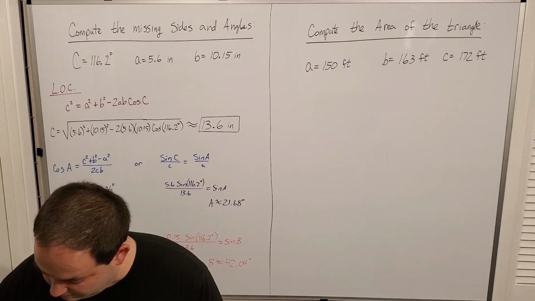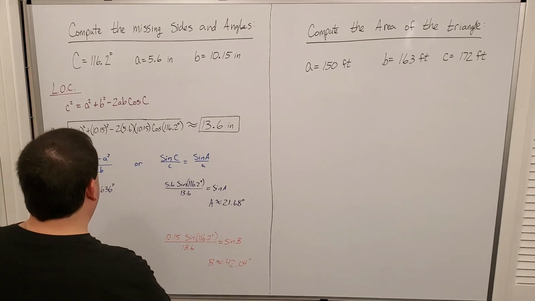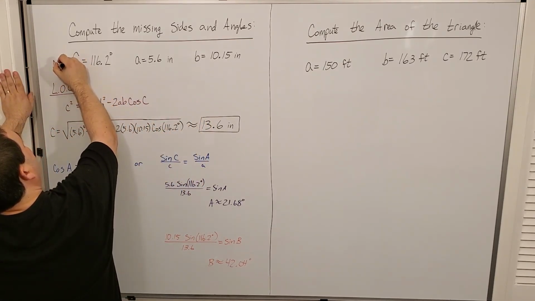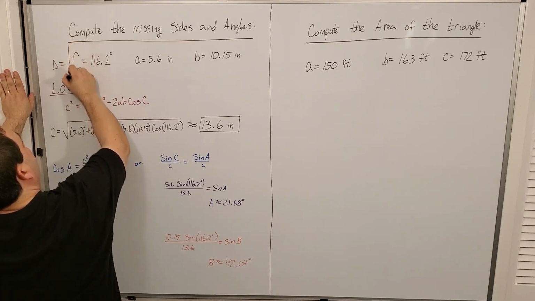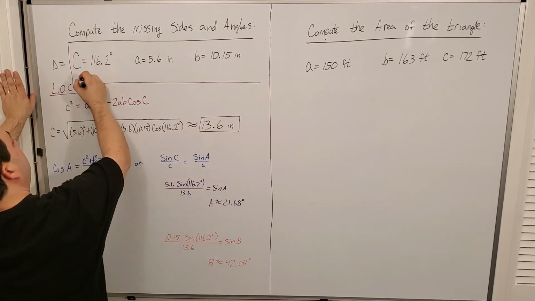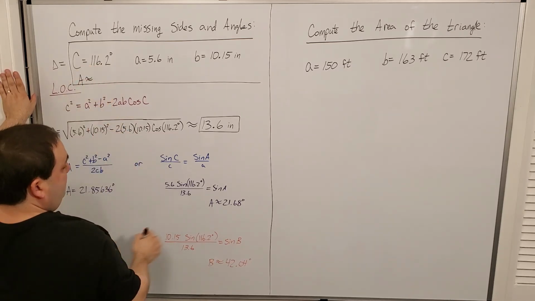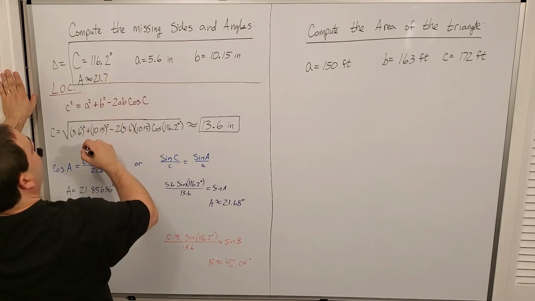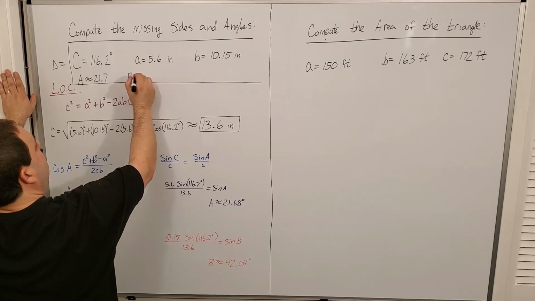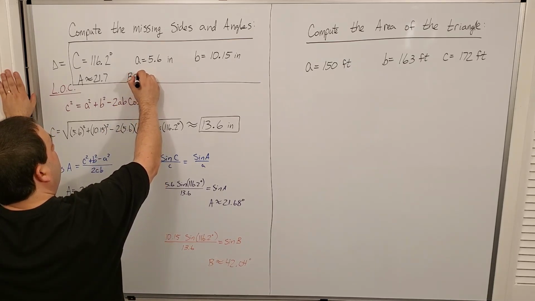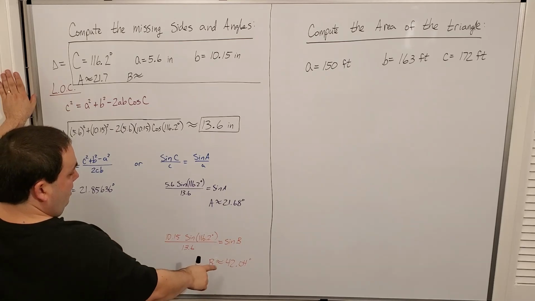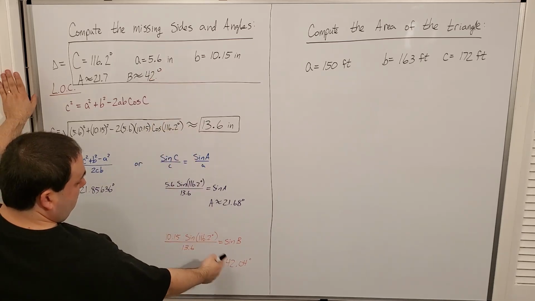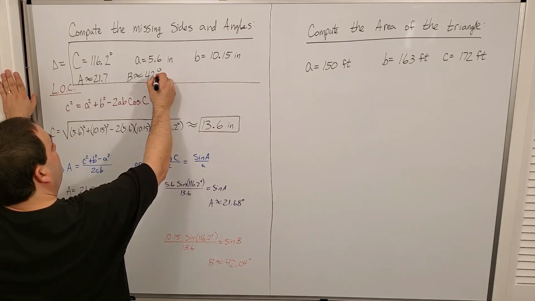Let's go ahead and present them in a solution format. Our triangle solution will have angle A is approximately, I think we said 21.7 would be fine. And then angle B is going to be approximately 42 degrees. We could say 0.1, that would accommodate for this.